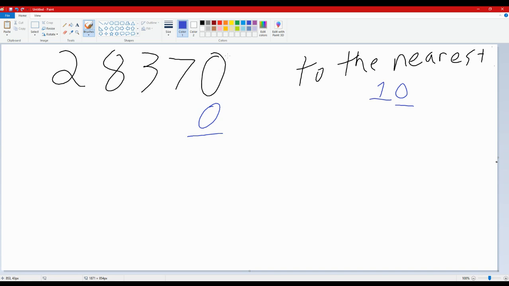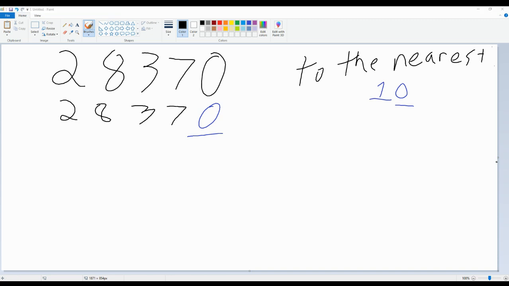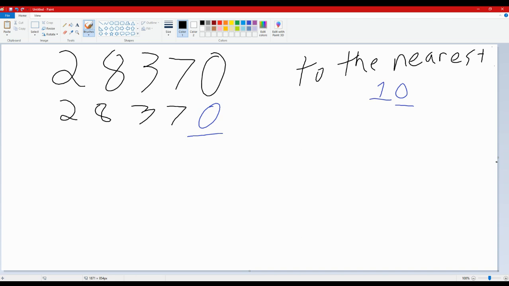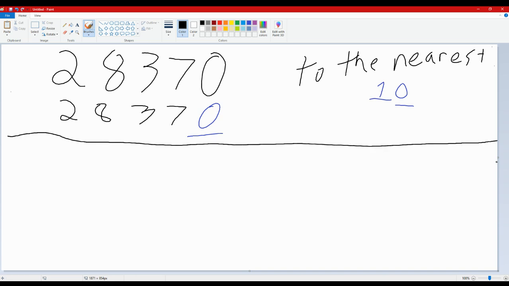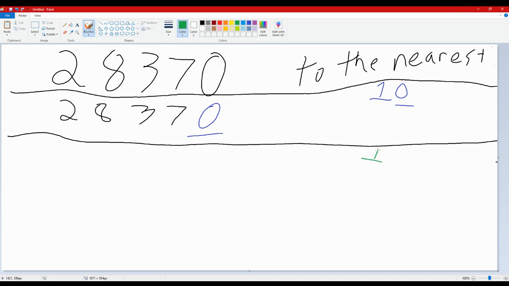Okay. Do we go up or down? Does 0 make us go down or up? Down, right? It's smaller than 5. So actually, weirdly enough, this one's going to stay the exact same, 28,370. Whoa. Okay. So to the nearest 10, 28,370. But now let's say we're doing it to the nearest 100.